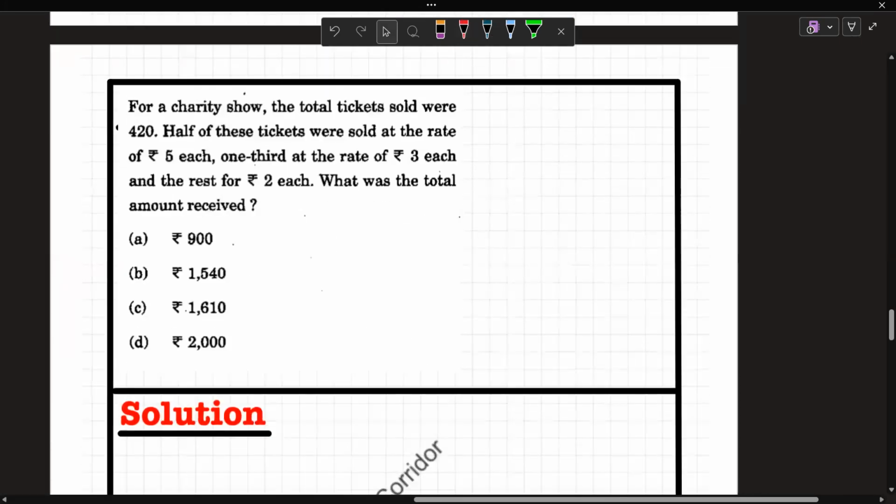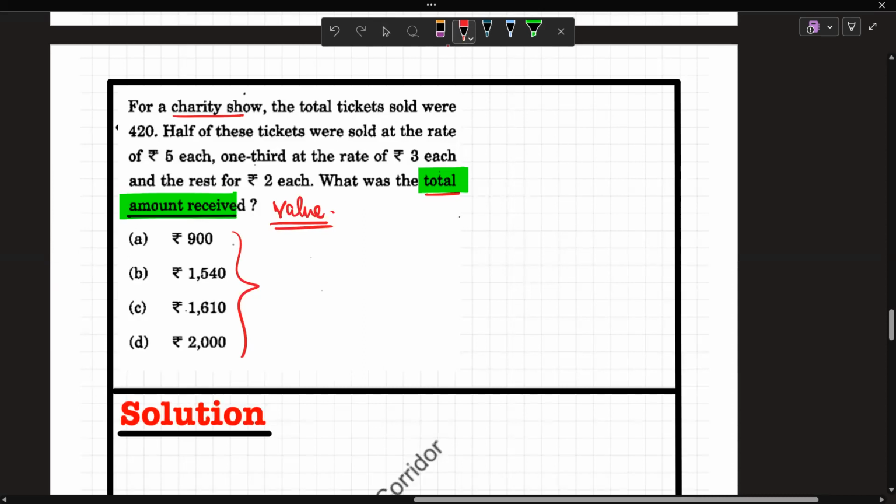The next question says, for a charity show, let us read the question first. What was the total amount received? That means we have to find the value. Because it has given some value, we have to calculate the total amount received.